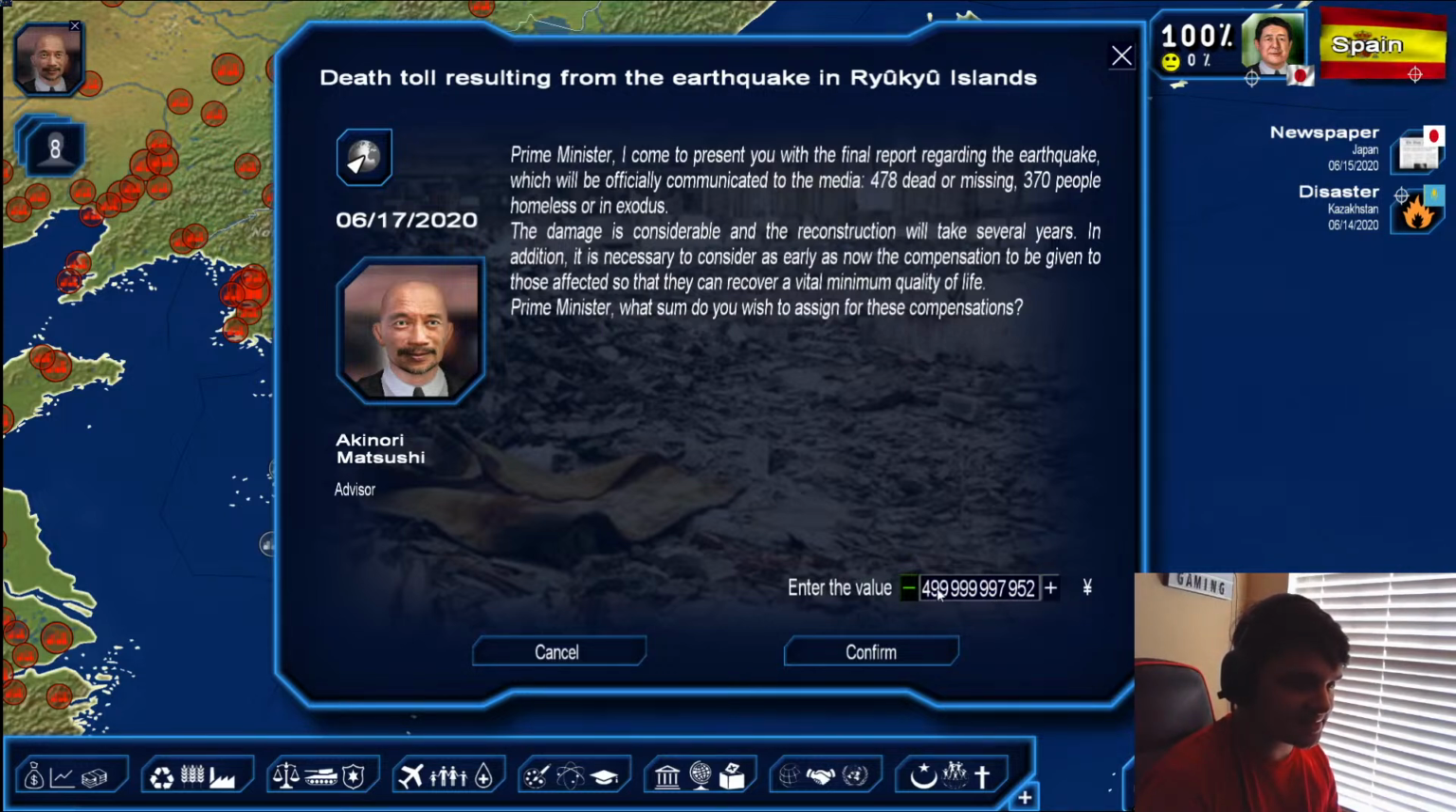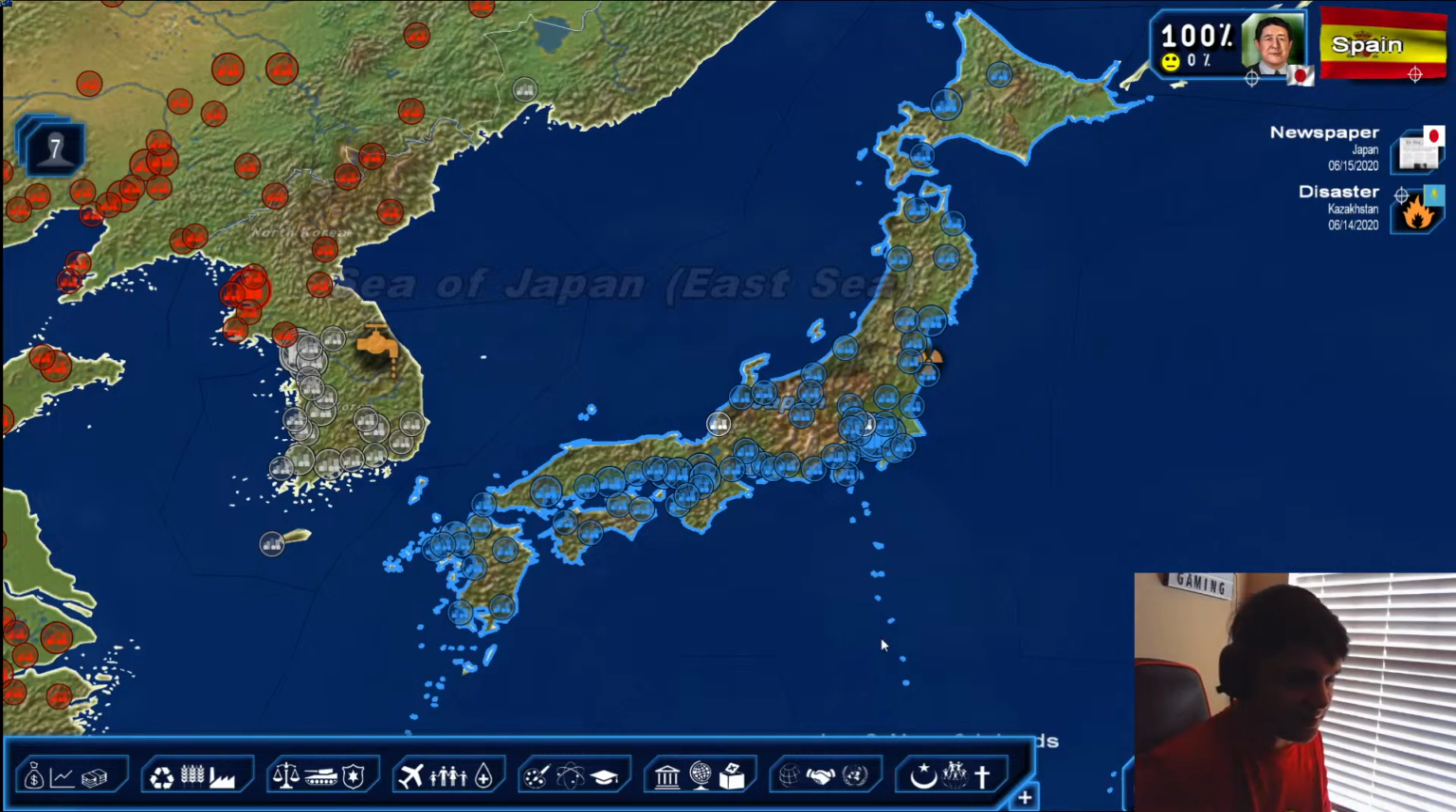Is that how much? Is that the cap? Let's try it again. 500 billion yen. So yeah, that's going to be about the amount that we want to hand off. Million, billion. Okay. So that's going to be about 5 billion.